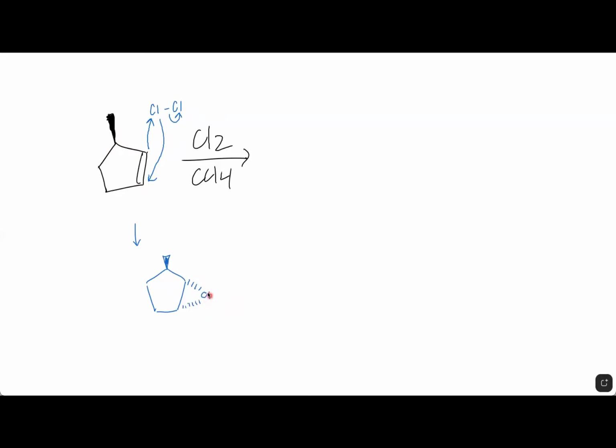And this X here with two bonds will have a positive charge. Now we bring in the X minus that got kicked out and attack one of them. It doesn't matter in this case because we'll end up with two chlorines.